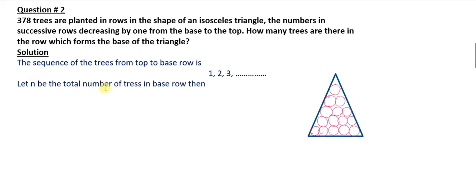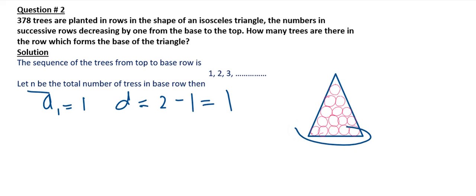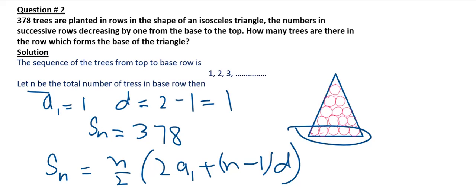Let n be the number of trees in the base row. So you can see that from this sequence a1 is equal to 1, d is 2 minus 1, this is the difference, which is also 1. We have to find the number of trees in the base, and Sn is the total trees which is given, that is 378. Now we will use the formula of sum of series Sn. Now we will put the values in this formula and we will get the answer.